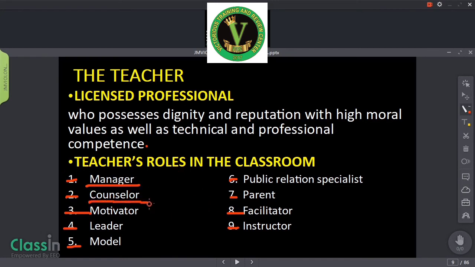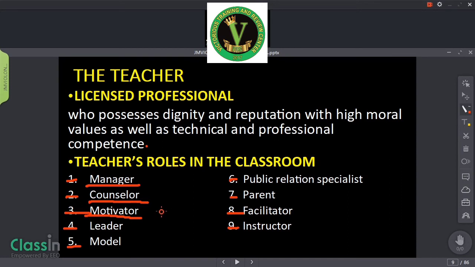So we have also the counselor, because the teacher also has the function of guidance counseling. Aside from what we have learned, that whenever there are behavioral problems that the learners have, we usually refer them automatically to the guidance counselor at the school. However, you really need to exhaust first your guidance counseling functions before you refer it to the guidance counselor at the school, because teachers also are guidance counselors.